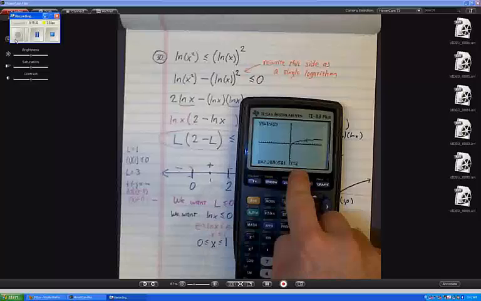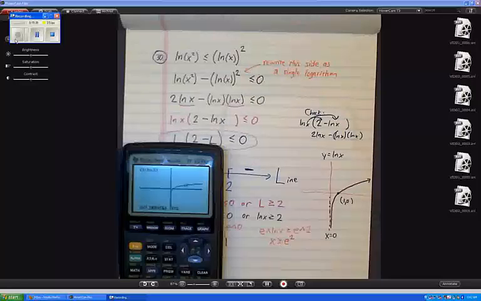Comma 2. You guys see that? So what is that on my picture? If I were graphing it, I would go like this. I'd say, well, that's e squared, comma 2. That's one of the points for now.